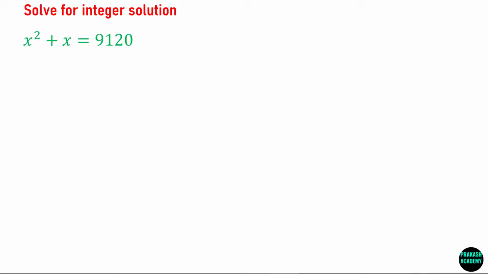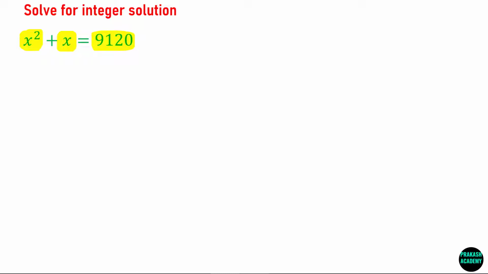In this problem, you have to solve for integer solution. And the equation is x square plus x is equal to 9120. So how will you solve this problem? So this is a quadratic equation. You can use the formula of roots to directly solve this problem.